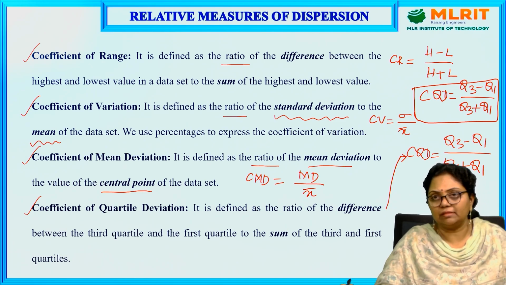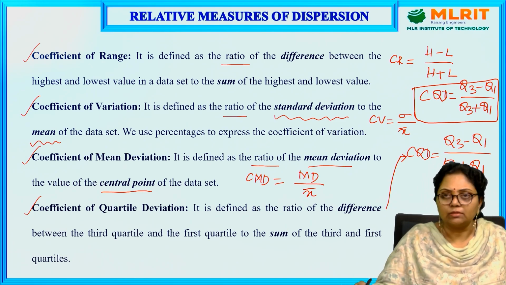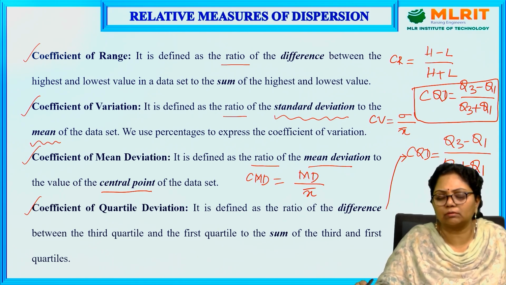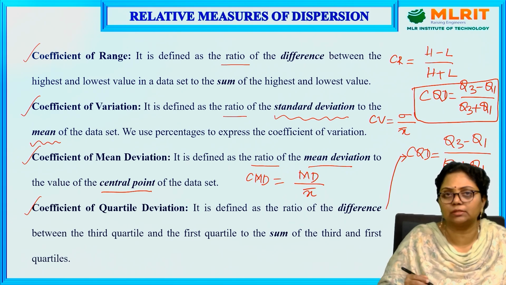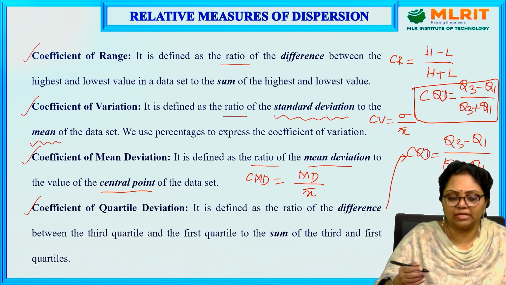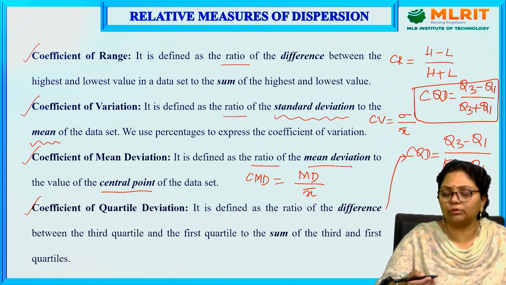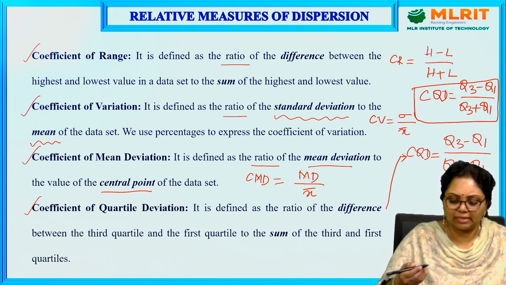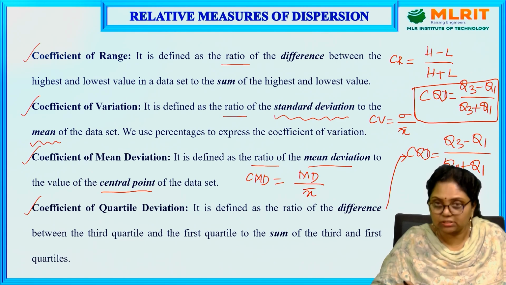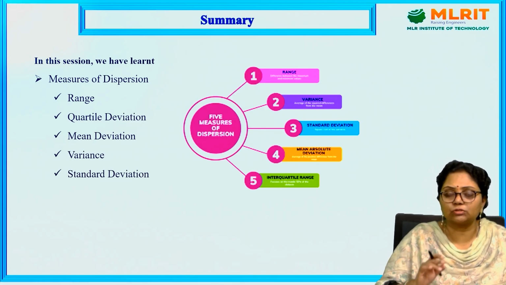So we have seen the absolute measures, and we have seen the relative measures of dispersion. For the absolute measures, we are going to explore them in the forthcoming session in Excel: how to compute the range, the mean deviation, the variance, and the standard deviation by making use of default Excel functions. In today's session, we have gone through all the measures of dispersion.